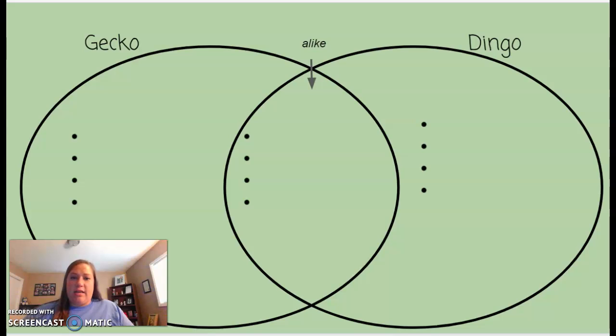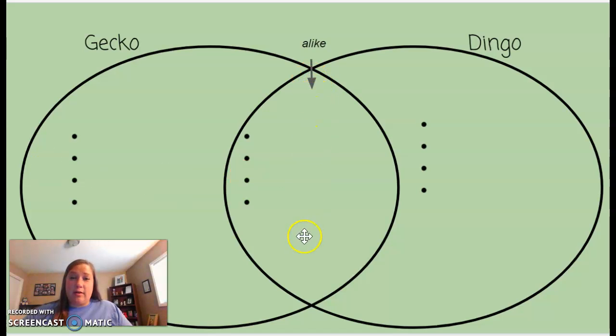For today's response to reading, you will be opening up this assignment in Schoology. We have now read the stories Gecko and Dingo, and today you are going to be filling out a Venn diagram comparing and contrasting those two stories. A little refresher about the Venn diagram.